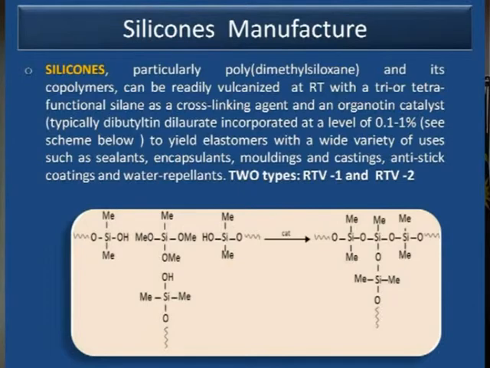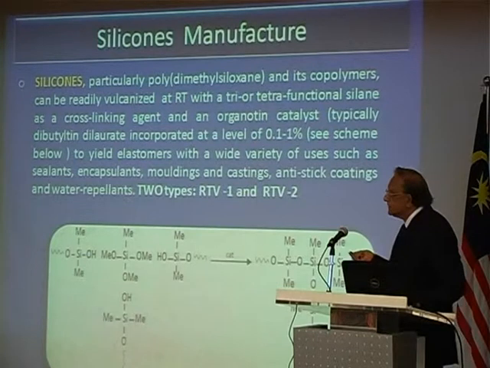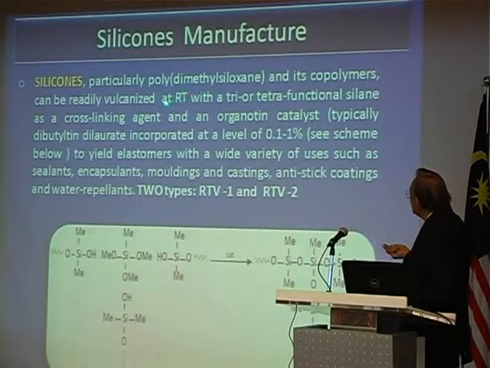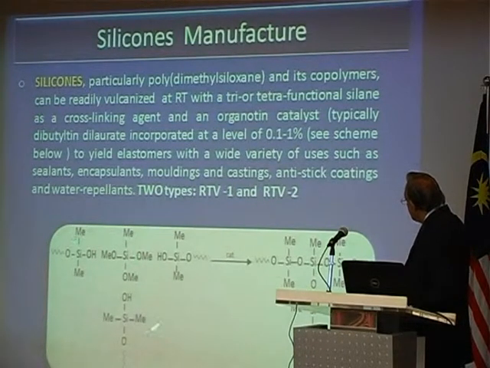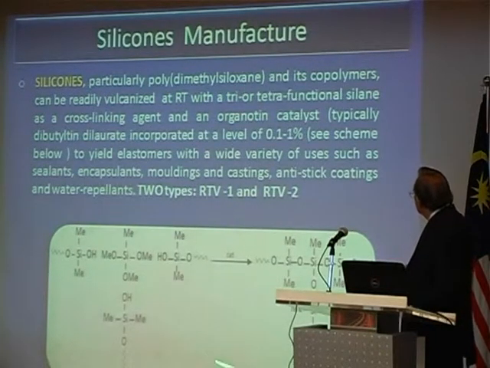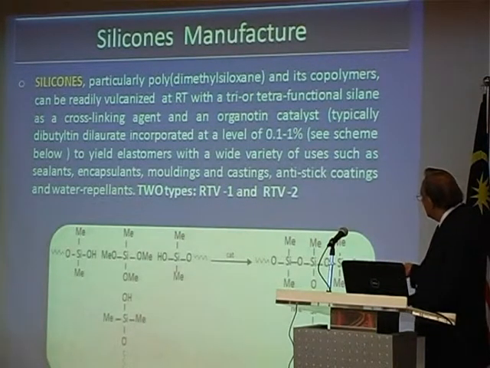Silicones are already polymers, but you need to cross-link them or vulcanize them. The word vulcanization is familiar to most Malaysians because of rubber. You can vulcanize it at room temperature, RT means room temperature, with a tri-functional silane or tetra. This is a tri-functional silane. We have 3 methoxy groups attached to this cross-linker. This is the catalyst, this is the cross-linker. The cross-linker now interacts with 3 of these polydimethylsiloxane molecules, and you get this curing taking place very fast.